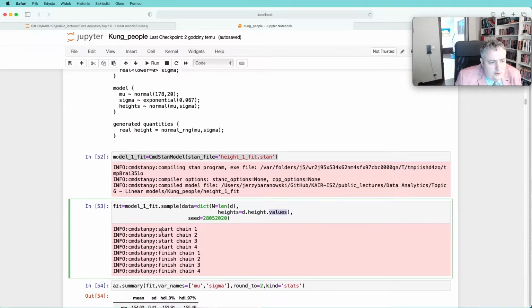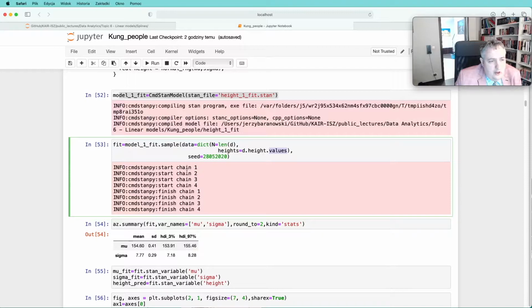So our sampling went relatively reasonably using the chains. We are not running diagnostics at this moment, and we get our summary using ArviZ. We limit ourselves only to the mu and sigma parameters, using the stats flag to limit it only to the 94% confidence interval, which for clarity of the view we've rounded to 2.